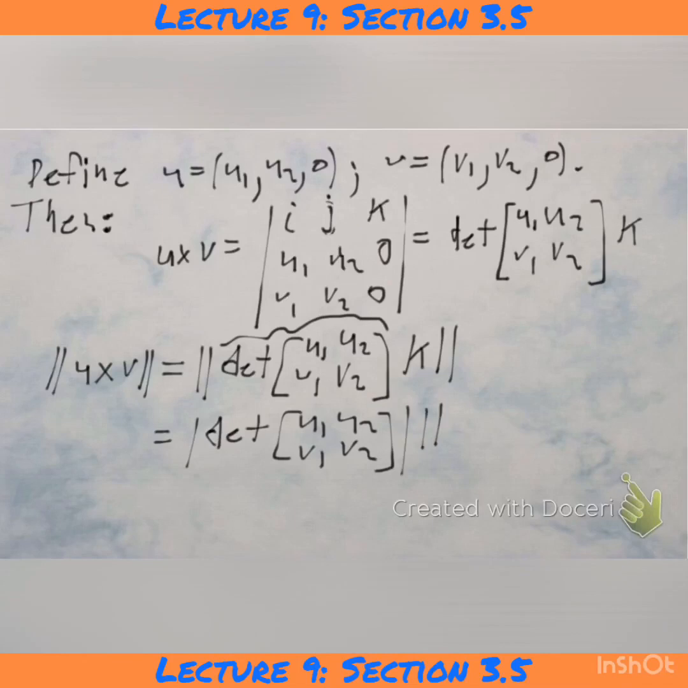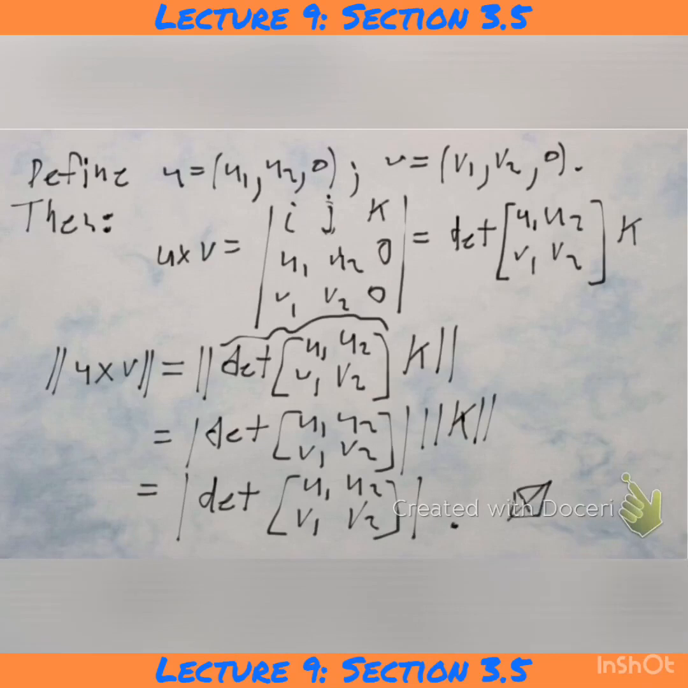Multiplied by the norm of k, and k is one of the standard unit vectors. So that is just going to be the determinant of this matrix here. Okay, so that is the area of a parallelogram formed by two vectors in two space.